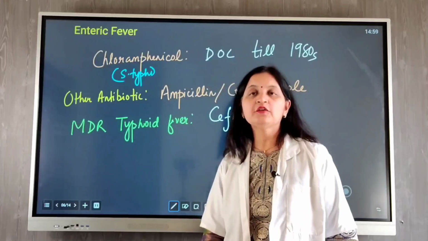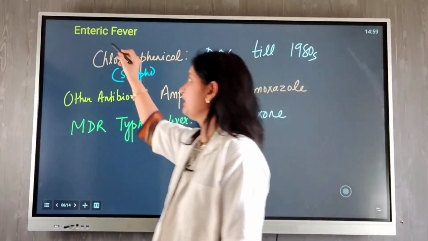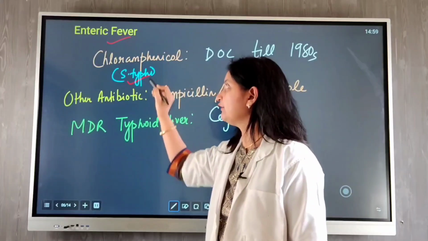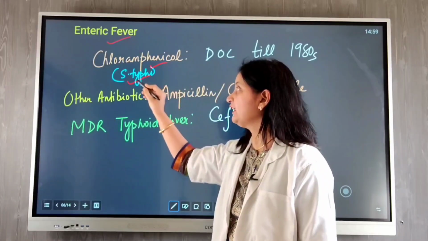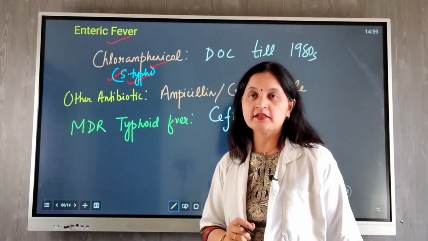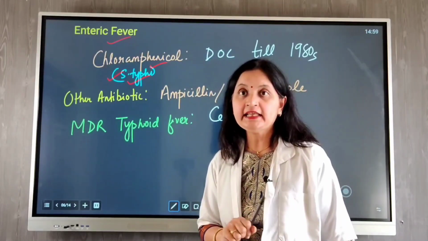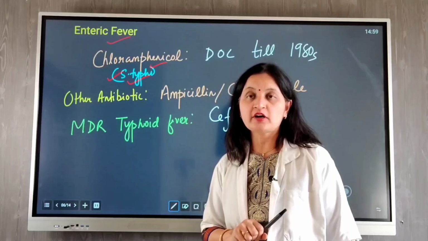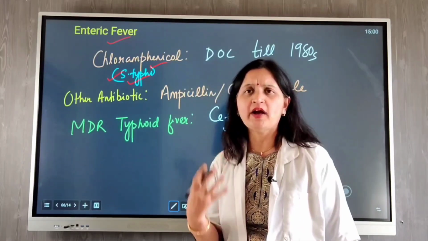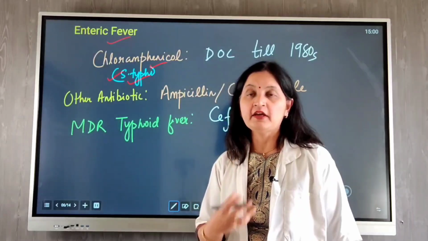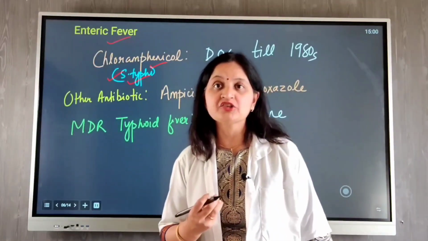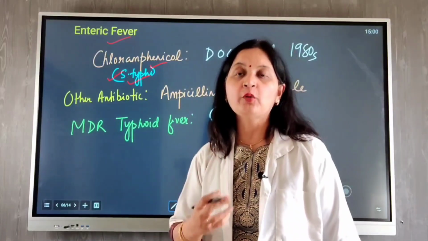The next clinical use of chloramphenicol is enteric fever or typhoid fever, and it is caused by Salmonella typhi. So, chloramphenicol is highly active against Salmonella typhi, which is a gram-negative organism. Now, till the 1980s, chloramphenicol was the drug of choice. It was extensively and indiscriminately used because it is cheap, widely available and orally active. But gradually, resistant strains of Salmonella typhi emerged and the resistance spread globally.